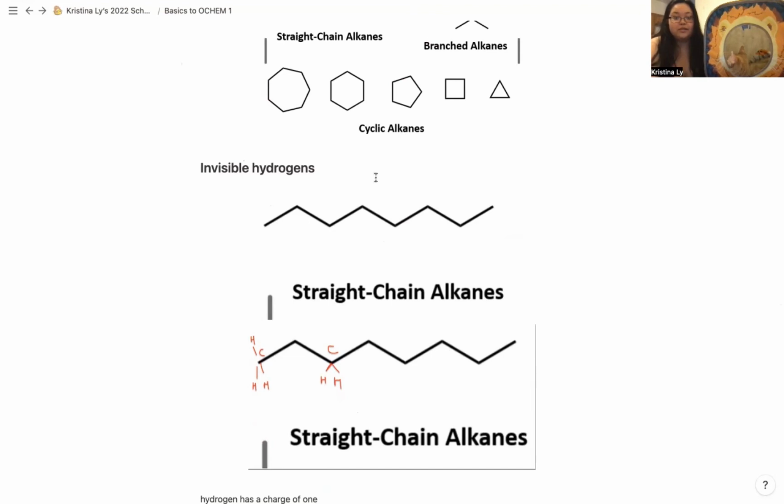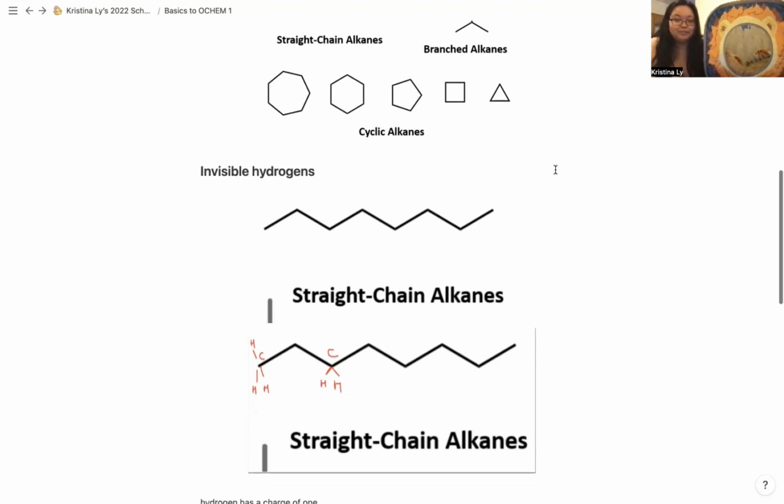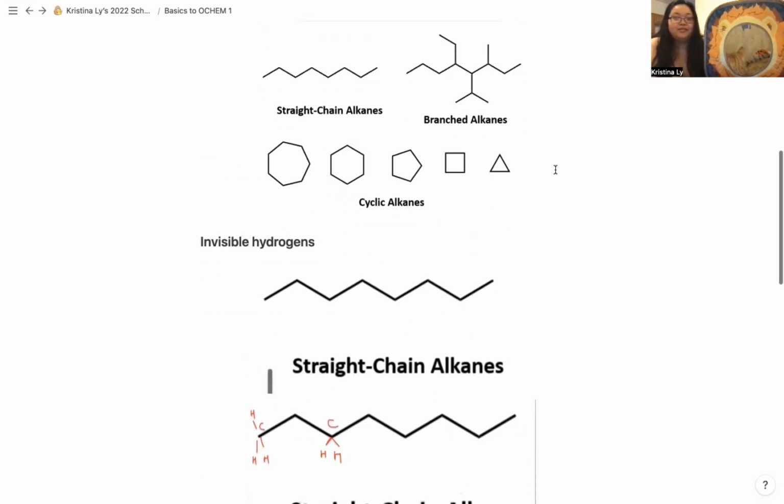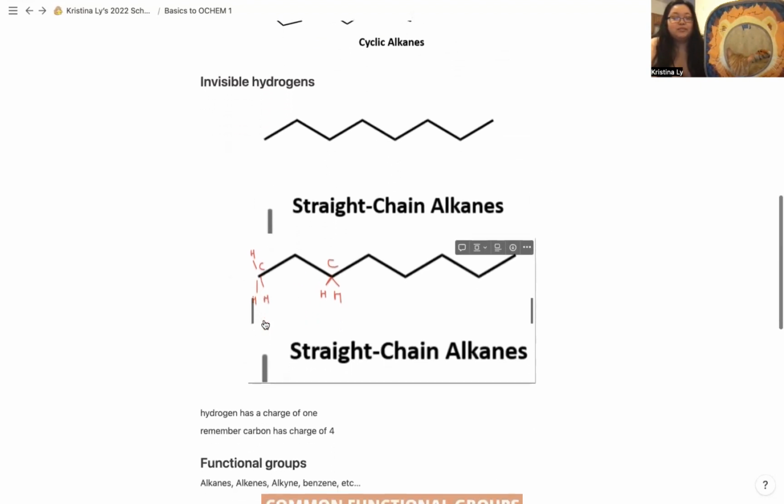Now, say there were 2 carbon lines, so it would be doubled right here, then that would be called an alkene, because it's double bonded. For right now, I'm going to show you what this looks like, because obviously if you're new to OChem, you wouldn't know what these squiggles are. So yes, they're carbons linked together in a long chain.